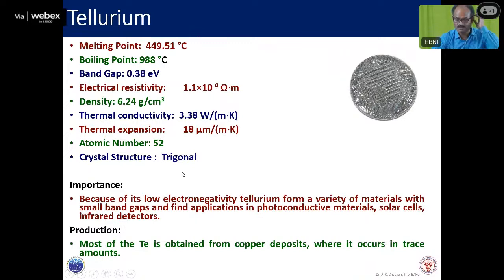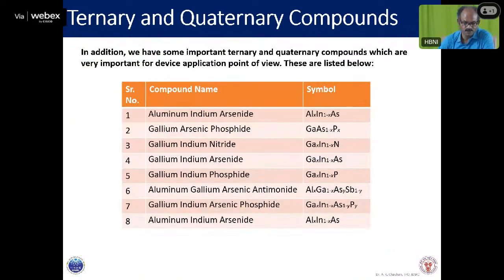The crystal structure in which it crystallizes is trigonal. Because of its low electronegativity, tellurium forms a variety of materials with small band gaps and finds applications in photoconducting materials, solar cells, infrared detectors, and production. Most of the tellurium is obtained from copper deposits, where it occurs in trace amounts.